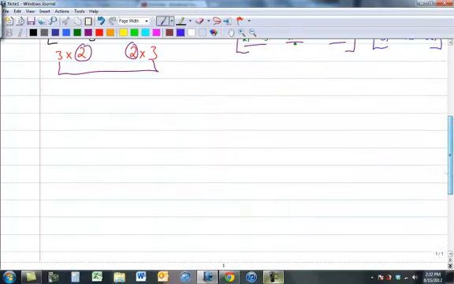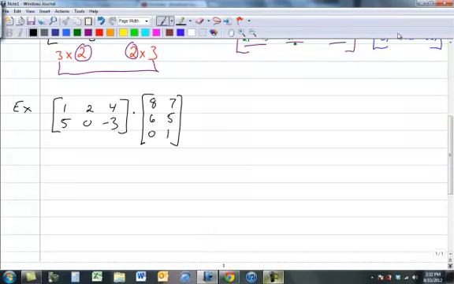Let's try another one. Let me pause this and copy that one down. If you need to pause it, go for it. Otherwise, the size of this first matrix is a 2 by 3. The second matrix is a 3 by 2. Now, are we allowed to multiply these? Indeed. 3 by 3, those match up. So our solution is going to be a 2 by 2 matrix.